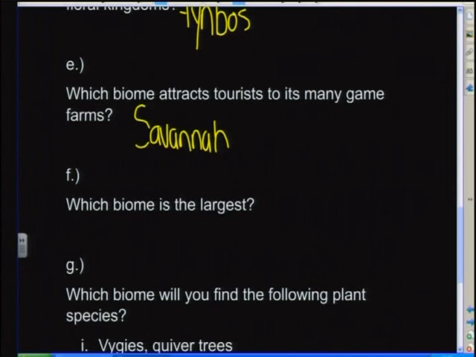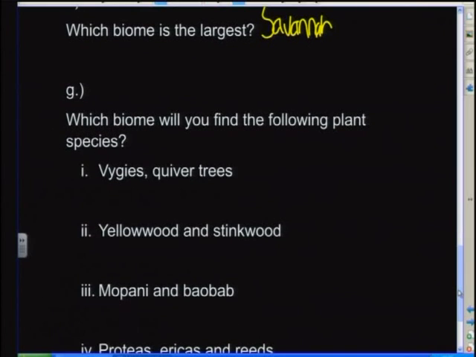Which biome is the largest? Savanna. All right, number G. Which biome will you find the following plant species: succulents and quiver trees? Namakuru. Those are all areas which are dry, plants that are dry. Okay, I think we finished. Now it's time for a break, so don't go away. We'll be right back.